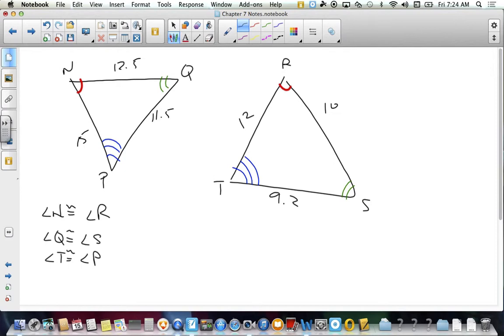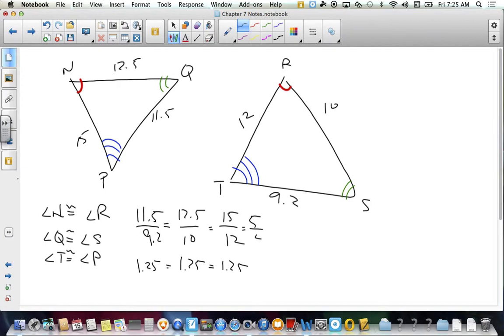Now we got to check all the ratios. So we want to look at ratios. So let's start with the smallest. So the smallest side over here is 11.5. So 11.5 over 9.2 has to be equal to, what's the next one? 12.5 over 10 and 15 over 12. So if we divide those all out, okay, if we divide those all out, you get 1.25, 1.25, 1.25. Okay, for the fractions, which means that they work. That means our scale factor, okay, is, if we would just reduce it to a ratio, the 15 over 12 reduces easily to 5 over 4.